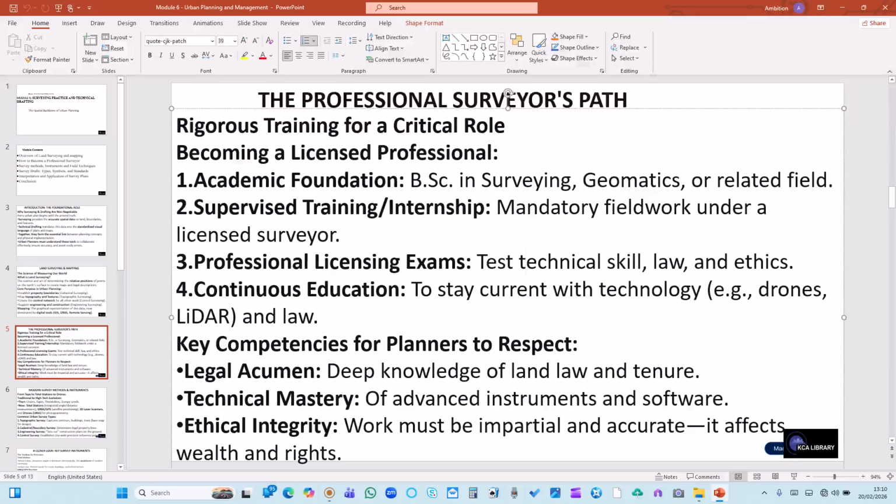The key competencies for planners to respect include legal acumen. The professional has to have a deep knowledge of land law and tenure. Another area is technical mastery, which involves having advanced instruments and software. Number 3 is ethical integrity, which means work must be impartial and accurate as it affects wealth and rights. So a professional surveyor must have ethical integrity.